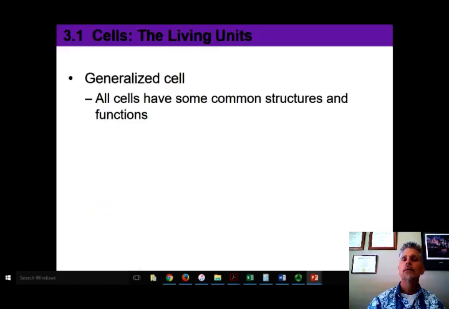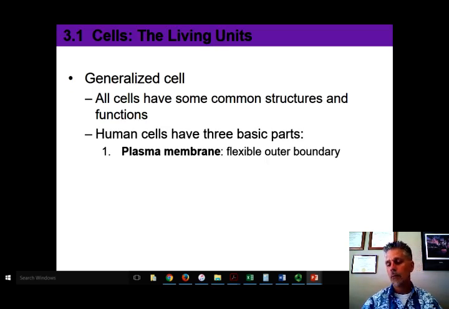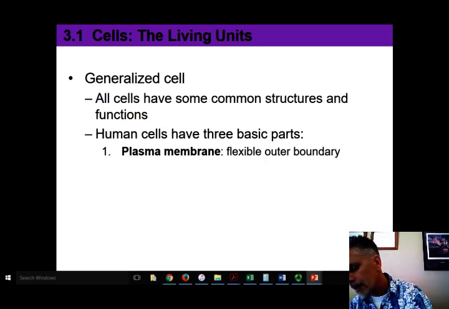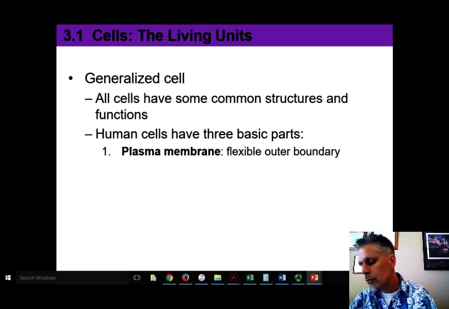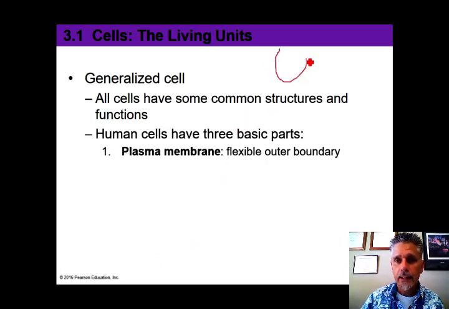Okay, so again, starting with the basics, the generalized cell. If we talk about a generalized cell, we're going to have 3 basic parts. So we're going to have the plasma membrane, which is this flexible outer boundary. When we were talking about a generic cell that you drew back in, I don't know, 1st grade, 2nd grade, you basically just draw some sort of circle like this, and then you draw some sort of little dark part in it like that, and you're like, hey, that's a cell, or it's an eyeball or something like that.